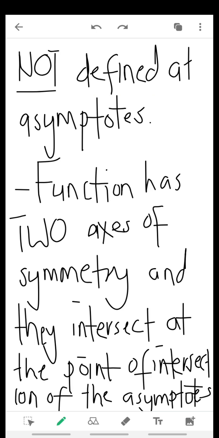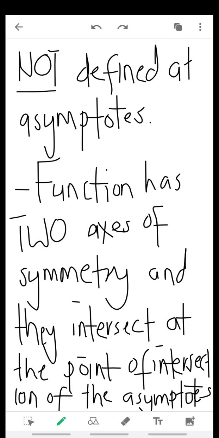Also, a hyperbolic function has two axes of symmetry. Remember what axes of symmetry are? These are your lines of symmetry that will cut the hyperbolic function into two equal parts that form mirror images of each other. So with a hyperbola, there will be two axes of symmetry, or two lines of symmetry. Those are lines that will cut the hyperbolic function into mirror images of itself.